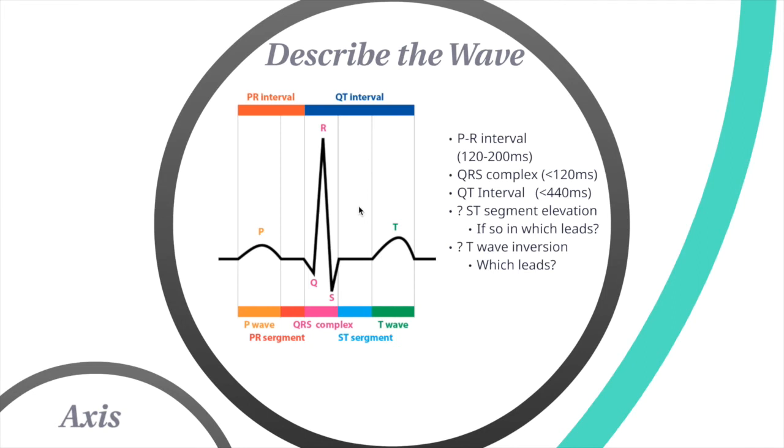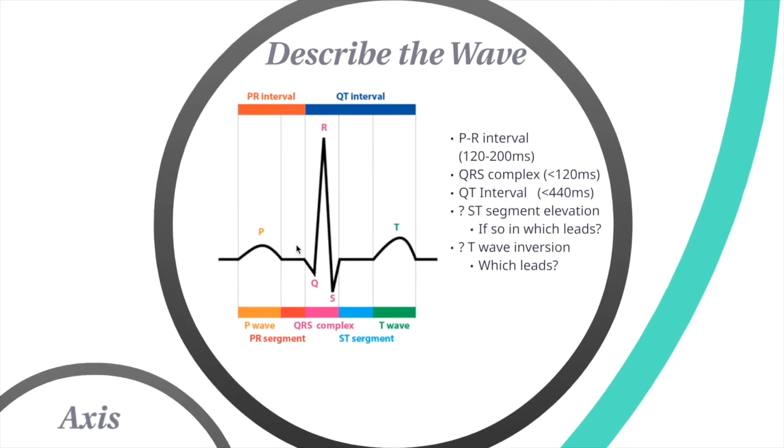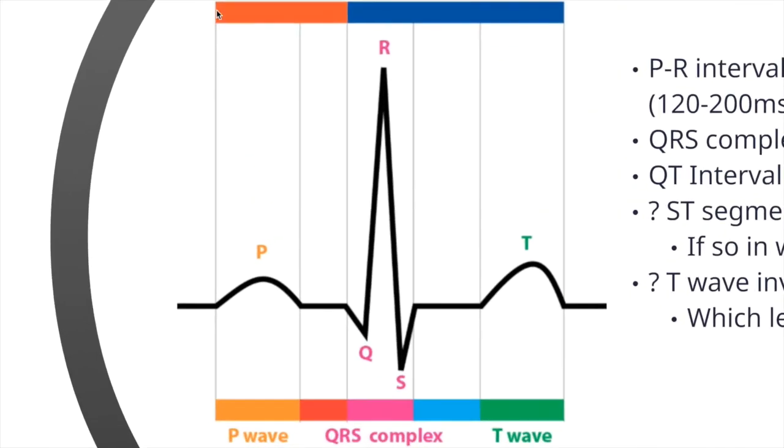Next, after you've assessed P and QRS, look at the T wave. Are there any inversions? Are they a funny shape? Describe the shape. Look at the intervals, the PR interval. Let's zoom in on this again. A PR interval, counterintuitively, is actually the start of a P wave to the start of a Q wave, not from here to here, as many people think.